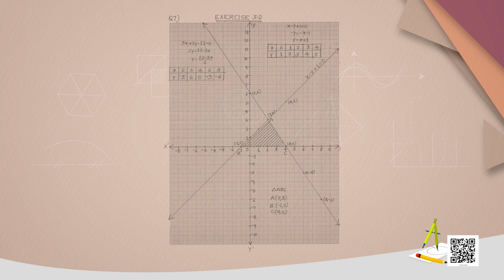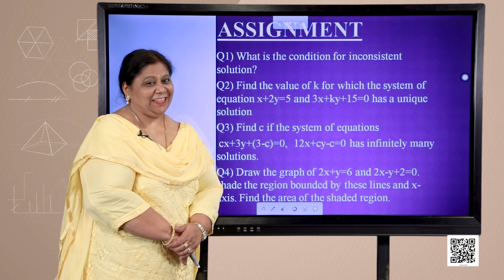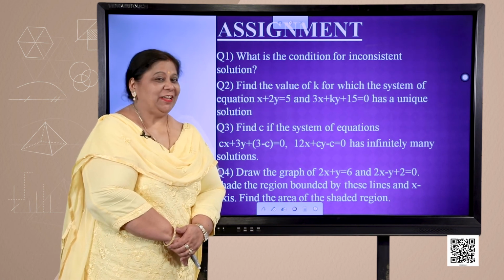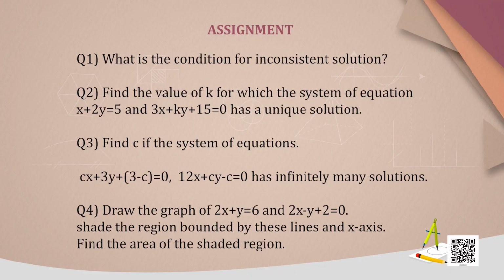Now, it is time for our assignment. So, students, after finishing this exercise, I think it is time for taking down the assignment. Question number 1, what is the condition for inconsistent solution? Next, find the value of k for which the system of equations x plus 2y is equal to 5 and 3x plus ky plus 15 is equal to 0 has a unique solution. Question number 3, find c if the system of equations cx plus 3y plus 3 minus c is equal to 0 and 12x plus cy minus c is equal to 0 has infinitely many solutions.